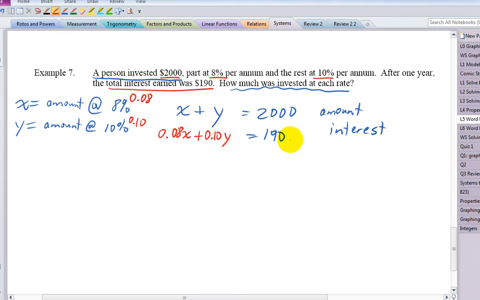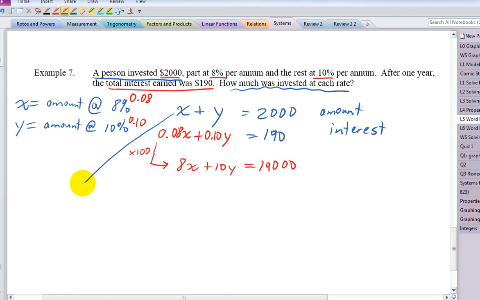What do you think the first thing is that we should do to make this easy for us? Times it by 100, which will get rid of our decimals. So 8x plus 10y equals 19000. Nothing wrong with that. Now it's so much easier. I find when you guys work with a lot of decimals, you tend to forget your decimal place and mess things up.